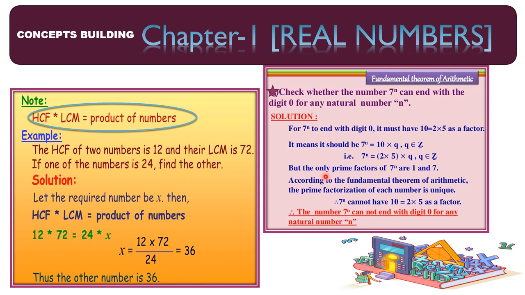But here we can observe the prime factors of 7 are 1 and 7 only. But according to the fundamental theorem of arithmetic, the prime factorization of each number is unique, means 7 raised to the power n cannot have 10 as a factor. So we can say that 7 raised to the power n cannot end with the digit 0 for any natural number n. So please do proper practice related to this concept.